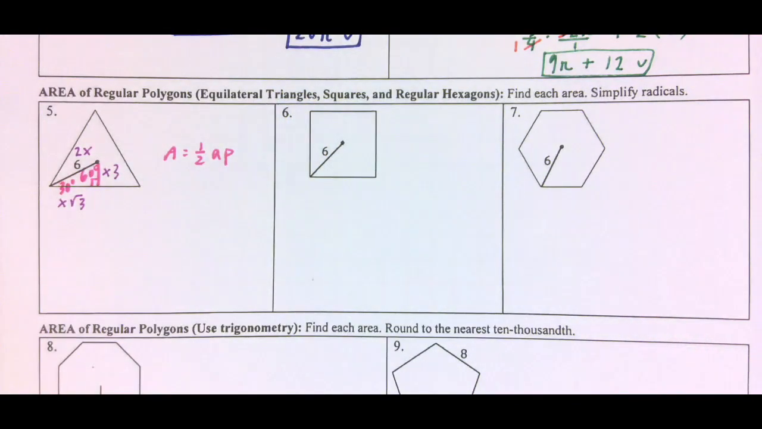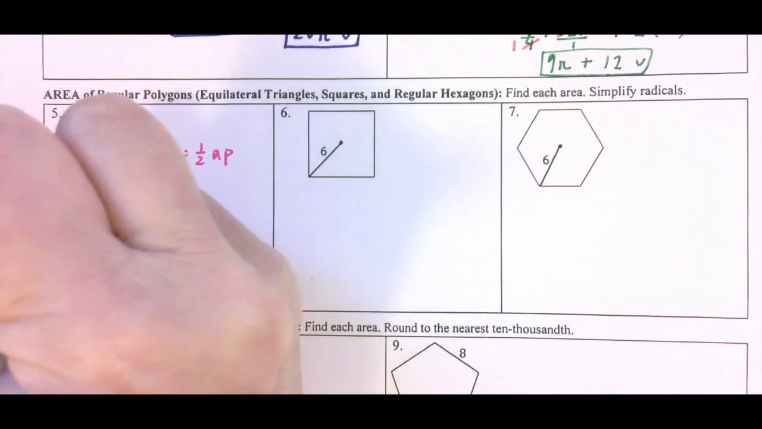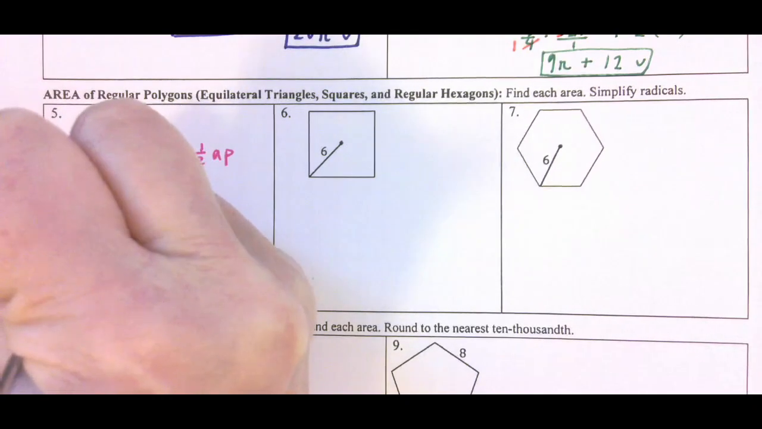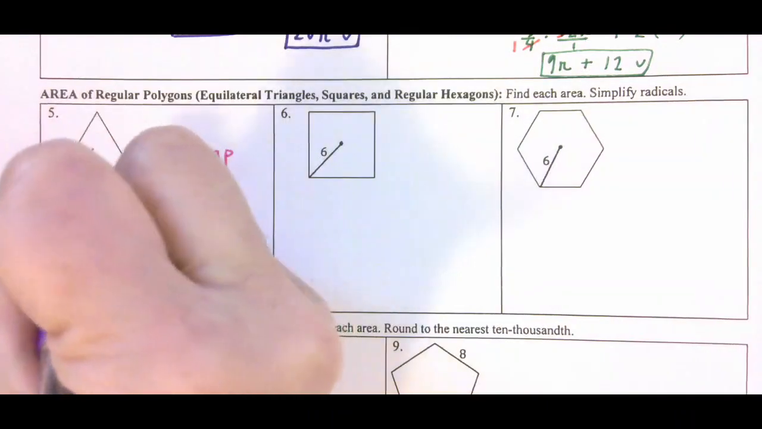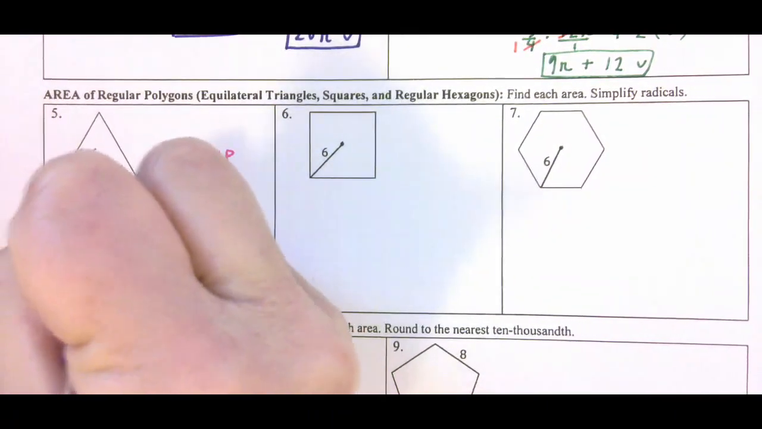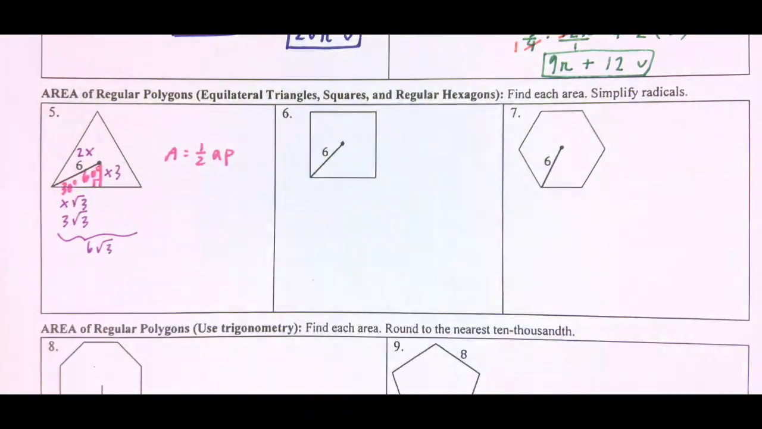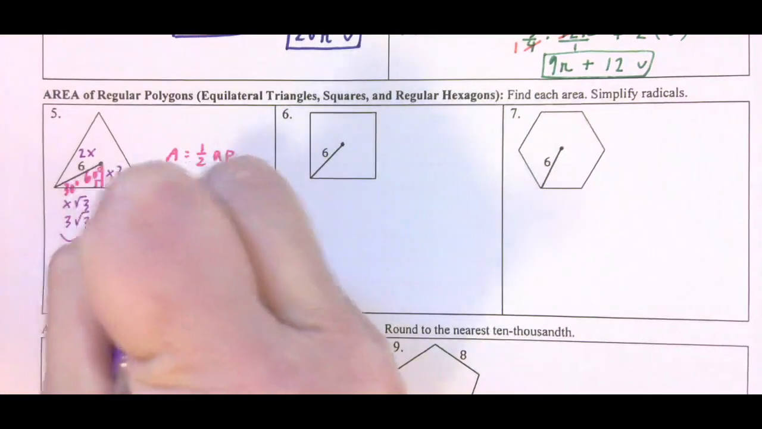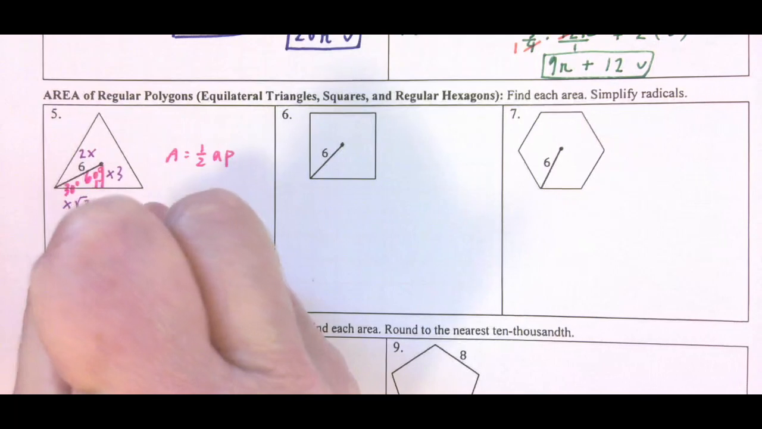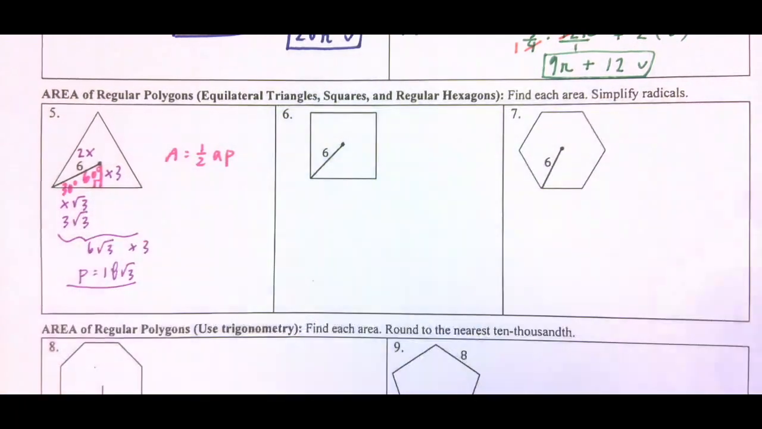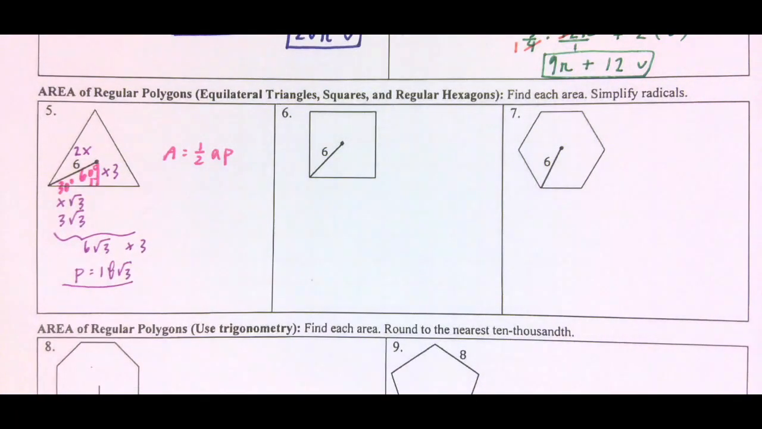My apothem connects the center to the side of any regular polygon. So then multiply that by √3. And I get 3√3 for this portion right here, the longer leg. So a whole side must then be 6√3. And I'm going to need the perimeter, so I multiply that by 3. My perimeter is 18√3.